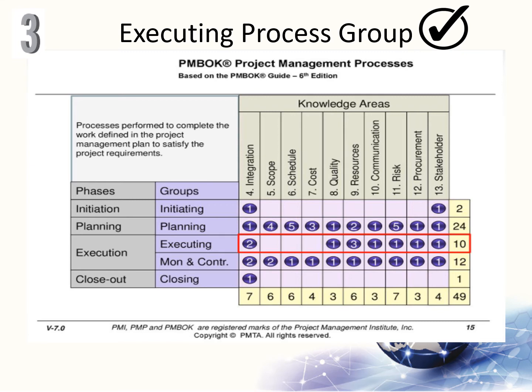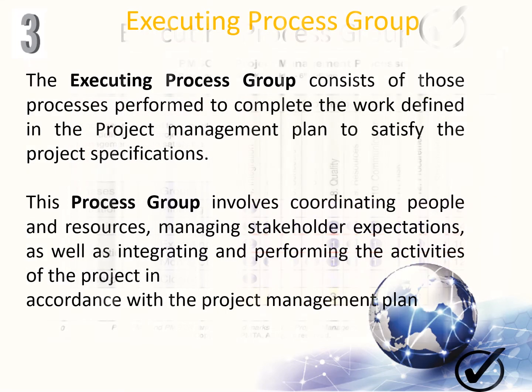So when it comes to the executing process group, these are processes performed to complete the work defined in the project management plan to satisfy the project requirements. The executing process group consists of those processes performed to complete the work defined in the project management plan to satisfy the project specifications. This process group involves coordinating people and resources, managing stakeholder expectations, as well as integrating and performing the activities of the project in accordance with the project management plan. During project execution, results may require planning updates and rebaselining. This may include changes to expected activity durations, changes in resource productivity and availability, and anticipated risk.